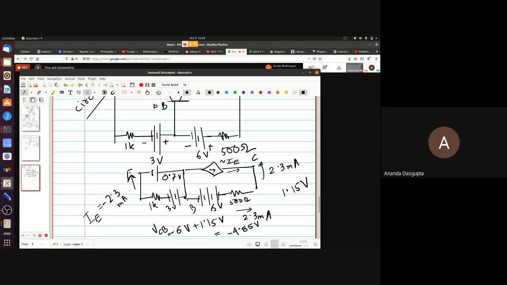What did I miss? I again messed up the sign somewhere. This is fine. This is positive. Collector to base drop is minus 4.85 volts, which means the collector is higher than the base, which is fine. Oh, no. I messed up somewhere again.